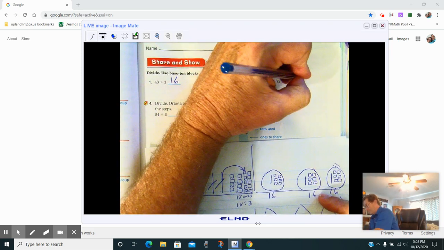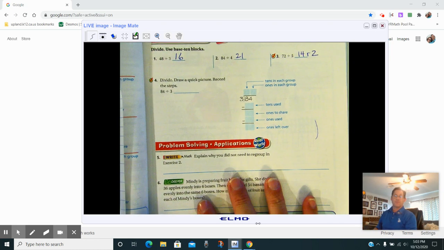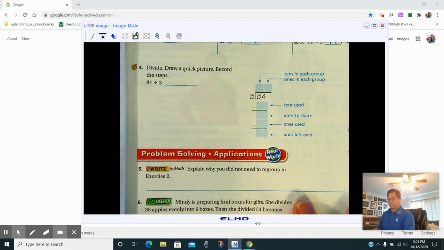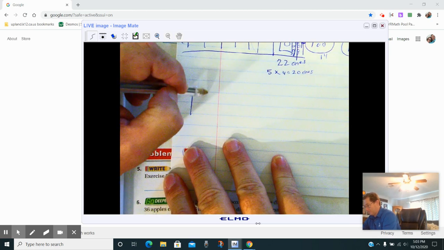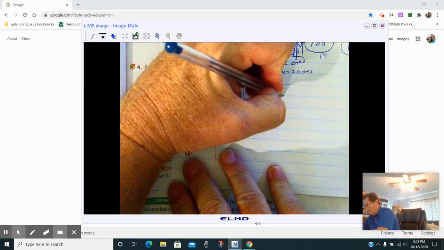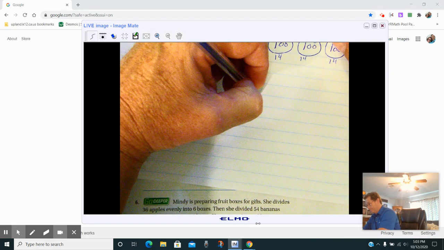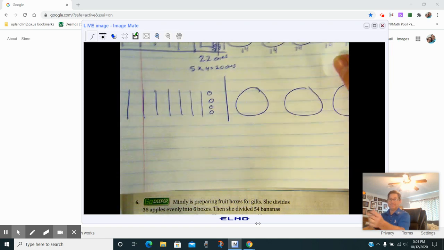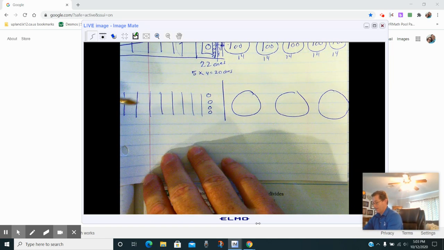All right, number 4. Draw a quick picture and record the steps. Okay, so this is the same thing we've been doing. So 84: 20, 30, 40, 50, 60, 70, 80. 1, 2, 3, 4. And we're going to split that into 3 groups. All right, so we have 8 10s divided by 3. Well, I know I can put 6 of them at least.